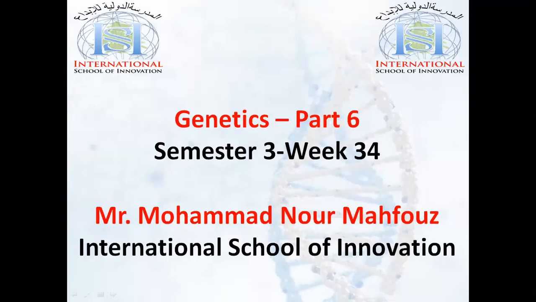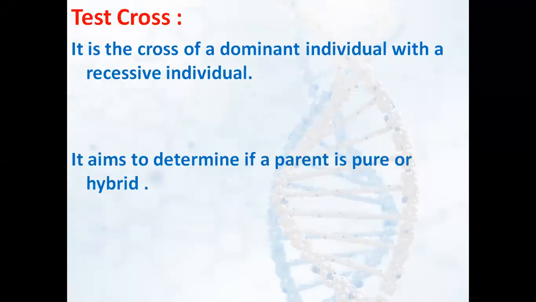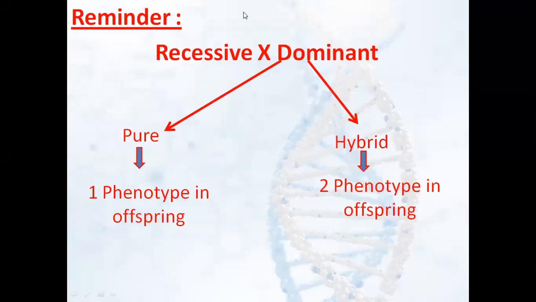In this session, we're going to continue with our chapter on genetics. Here I'm going to talk about the test cross that we already covered. The test cross, we said, is the cross that's done with a dominant individual. This dominant individual can be either homozygous or heterozygous. We can cross it with a recessive individual. This recessive is 100% pure. So this is done to determine if the parent is pure or hybrid.